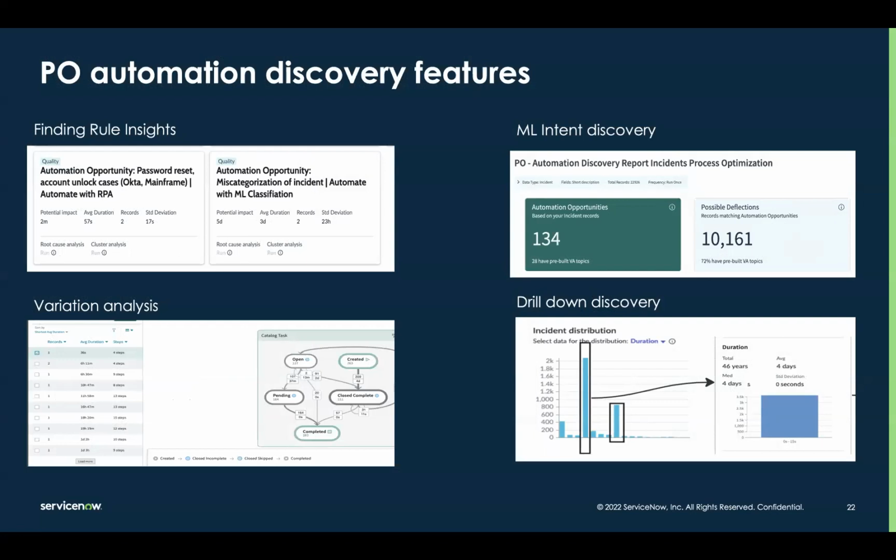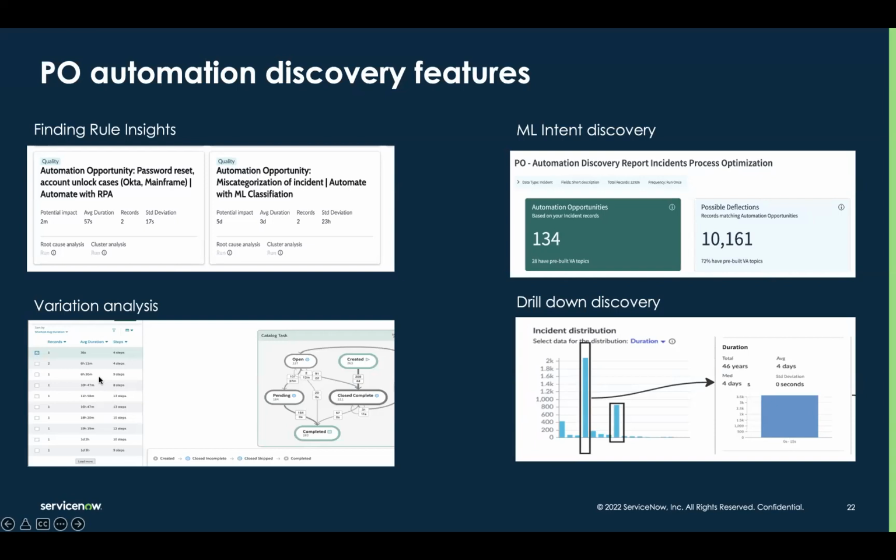So with that, the context of how we are thinking about the continuous automation discovery, the two techniques I talked about. Let's look at the individual features that will help us discover the automation opportunities when you start using process optimization. So first we will look at the finding rule-based insight. I think this is, as I said, one of the key differentiators we have in the product. Once configured right, this works beautifully. And we are providing a lot of good finding rules as part of the different content packs, ITSM, CSM, and HR.